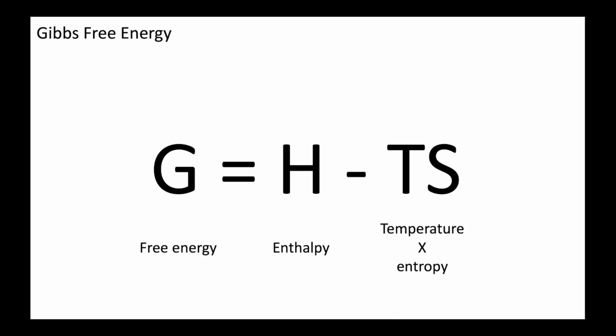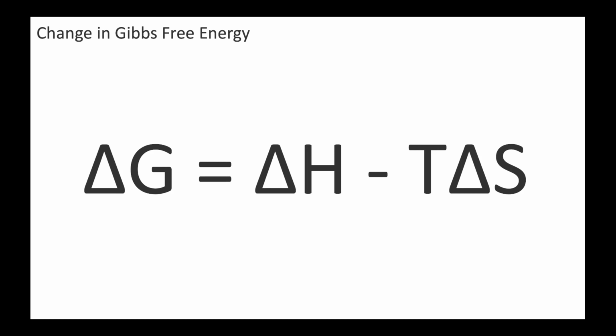The Gibbs free energy equation is written as G = H - TS, where G is the Gibbs free energy, H is the enthalpy, or total energy contained within the system, T is the temperature in degrees Kelvin, and S is the entropy, or randomness of the system. Perhaps a more useful classification, though, is delta G = delta H - T delta S to define the change in free energy in a system at a constant temperature.